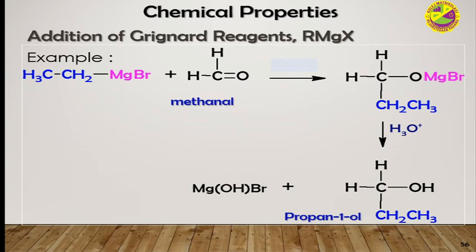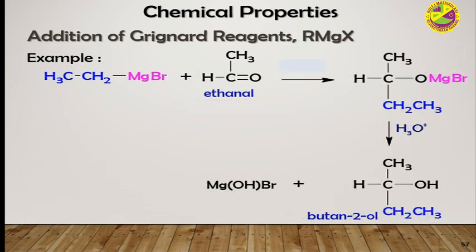We can see in the process that the carbon double bond oxygen in methanal is lost, and now the carbon is attached to the CH2CH3 from the Grignard reagent, while the oxygen is attached to MgBr. Upon hydrolysis, the OMgBr will become OH and the product will become primary alcohol.